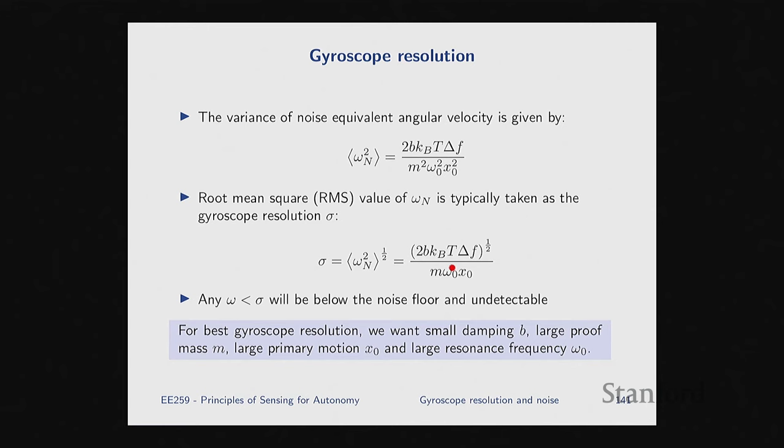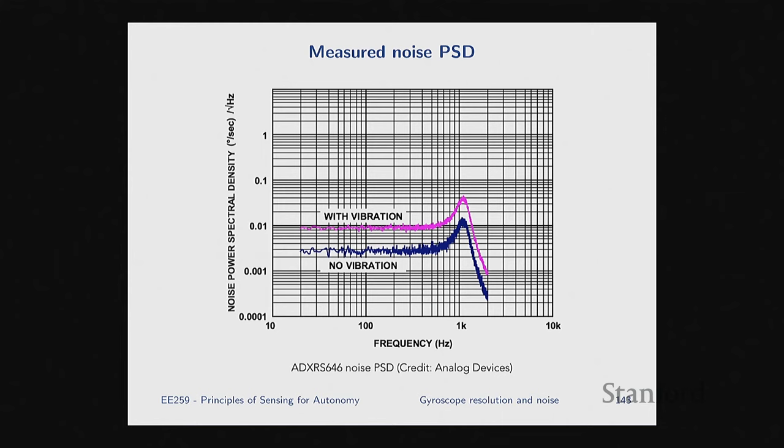So if those parameters are large, it will also help with reducing the noise that the device picks up. So again, these go into design trade-offs as it comes to designing the actual MEMS structure for these devices. If you look at the data sheets of actual devices, they typically give you noise curves.